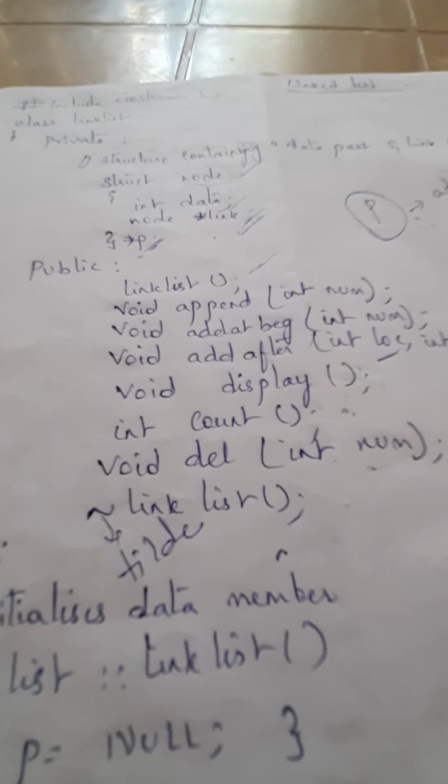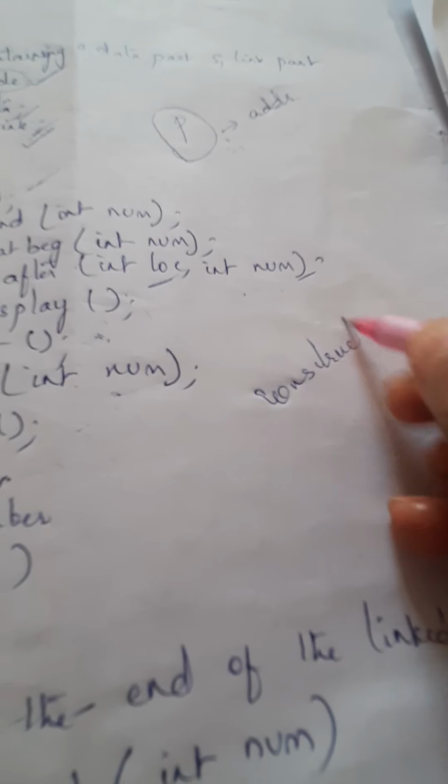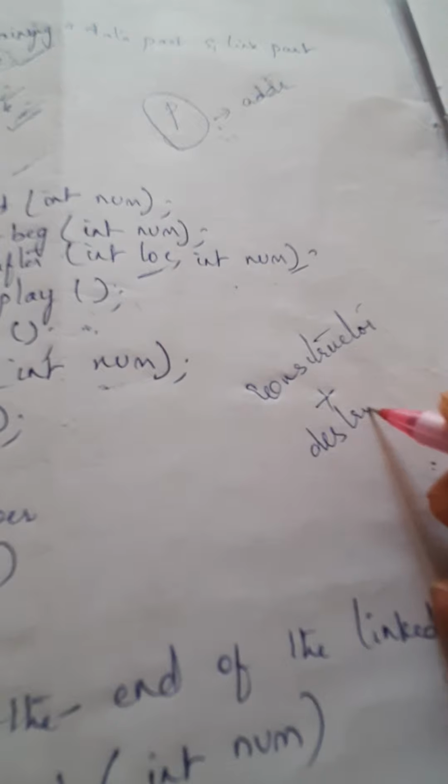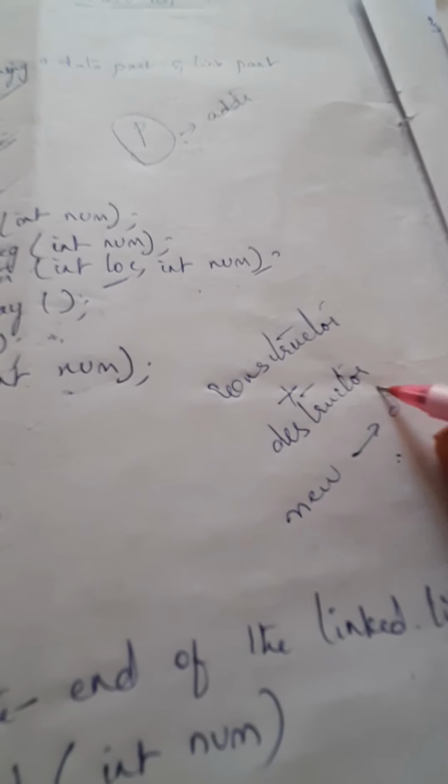Okay, so here a constructor plus a destructor should be present, and whatever memory you are allocating through the new operator should be deleted by using the delete operator.